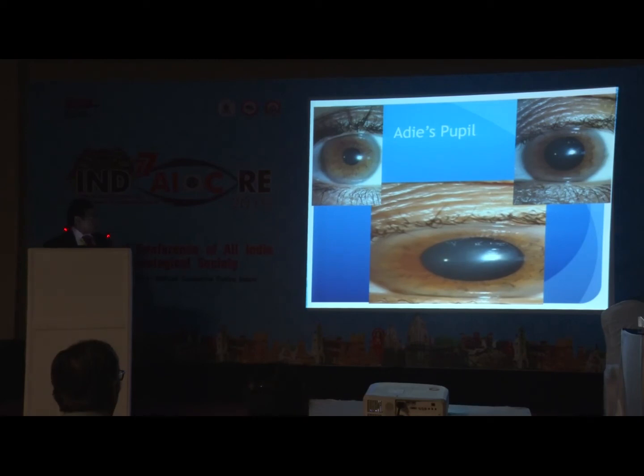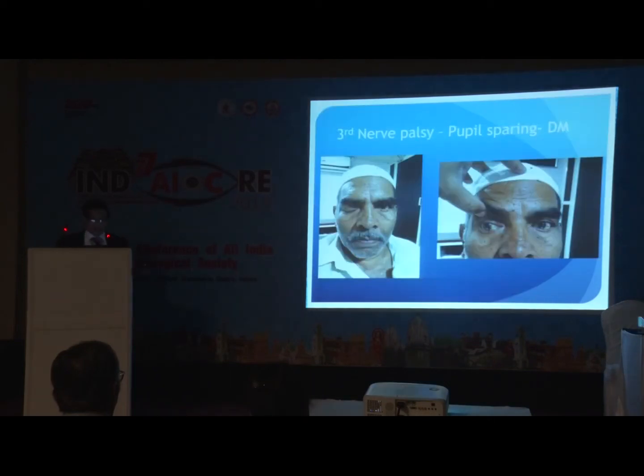But in this age of medico-legal issues, I think we have to be defensive. So this patient was completely investigated and everything else was normal. Of course, then you also have third nerve palsy. This patient was a pupil-sparing third nerve palsy. Obviously, you have the ptosis, and you can see the eyeball is down and out.